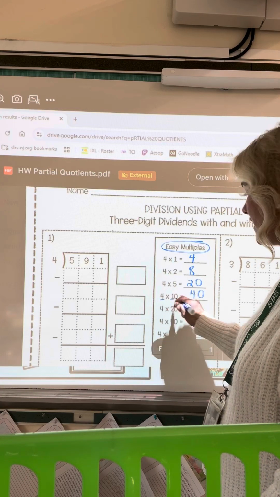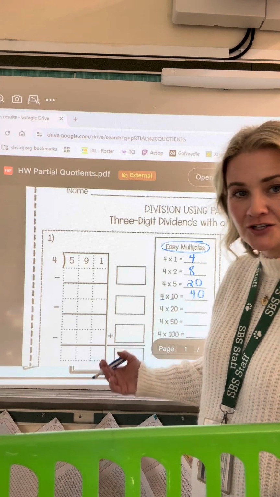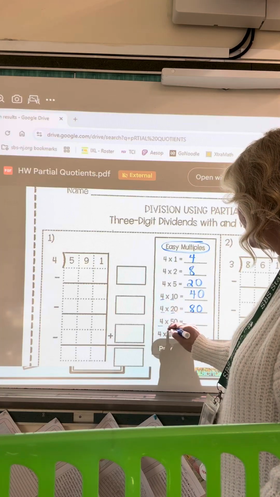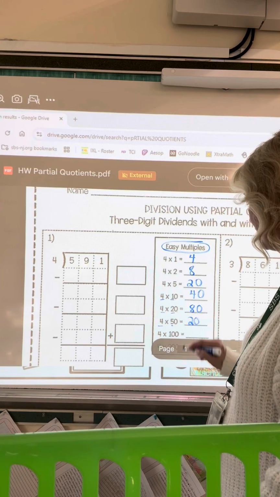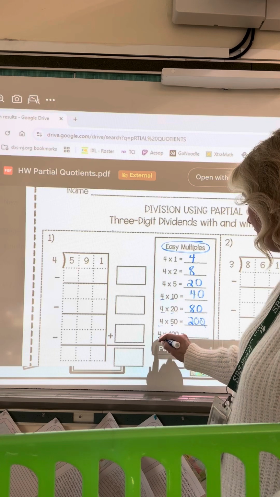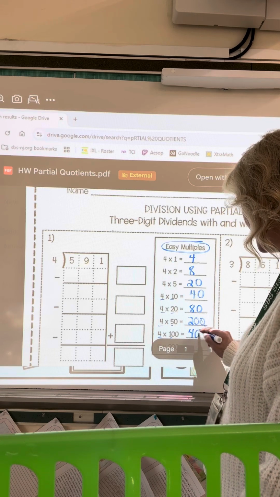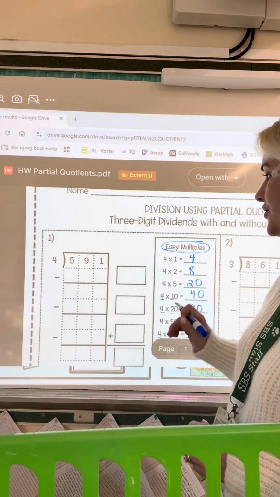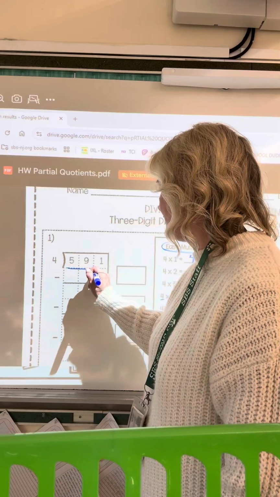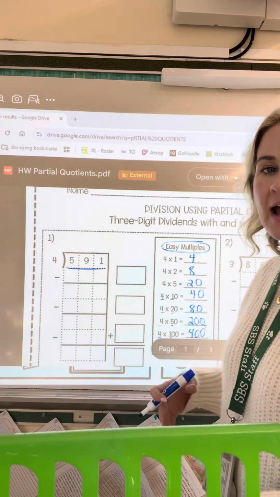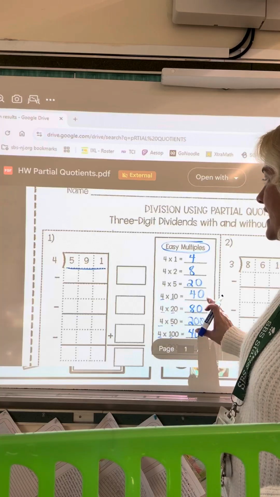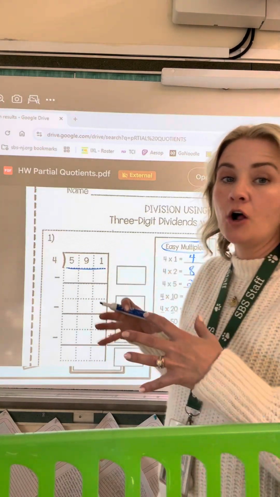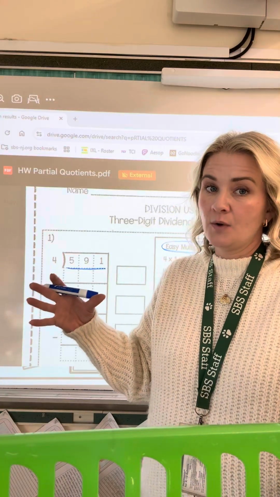They should also remember to underline the basic fact and slash the zeros now if they have to. 4 times 20 is 80. 4 times 50, they should know 4 times 5 is 20, slash your 0. And 4 times 100 is 400. So using these multiples and these products, they want the kids to try to figure out, looking at the whole dividend here, 591, which one of these products we can use to try to make this number 591 smaller. So we're looking at the whole number 591, the whole dividend.